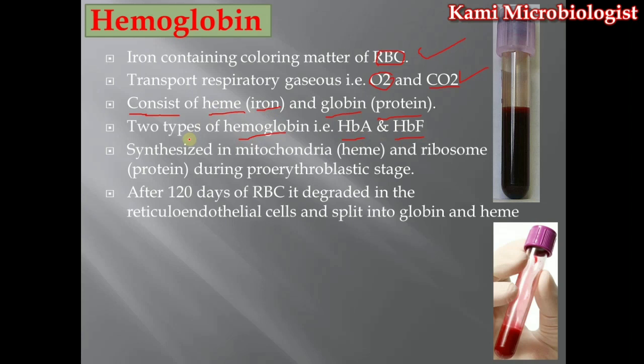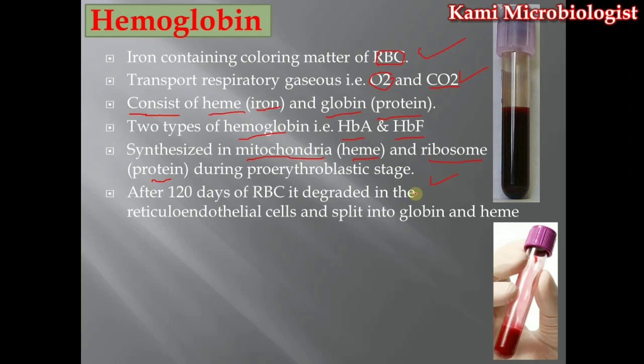Then we have the synthesis of hemoglobin. Mostly hemoglobin is synthesized in the mitochondria, where the iron portion, the heme portion, is synthesized, and in the ribosome, where the protein portion, the globin portion, is synthesized. The synthesis of hemoglobin occurs during the pro-erythroblastic stage, which is the RBC production stage.